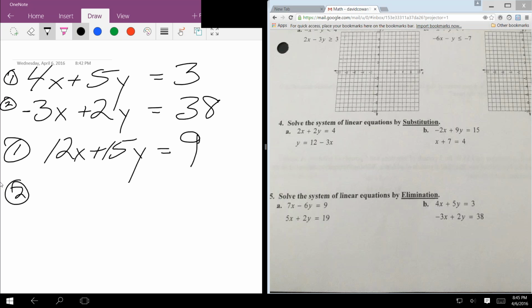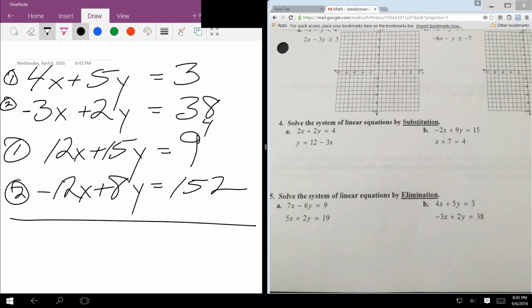You'd want to multiply that by 4. So it'd be negative 12x plus 8y is equal to 76. 4 times that. 4 times 30 is 120, plus 32, it's 152. Okay. So now I've got two equations, which if I add together, big plus sign right there, what do I get?